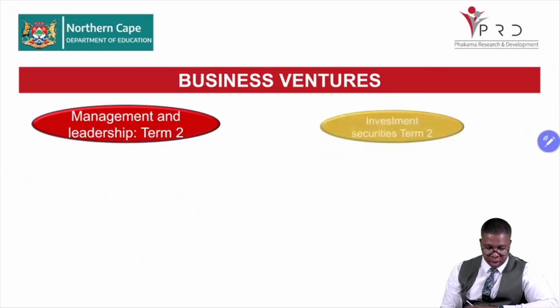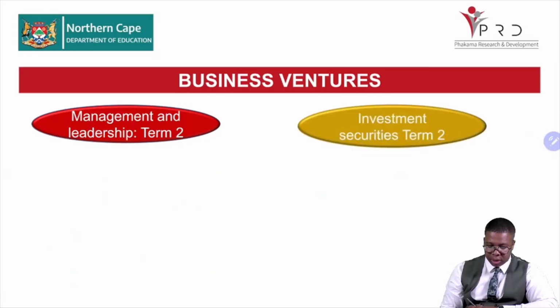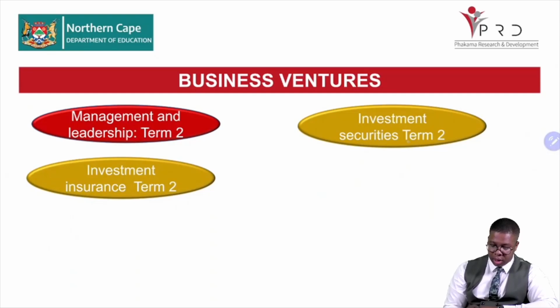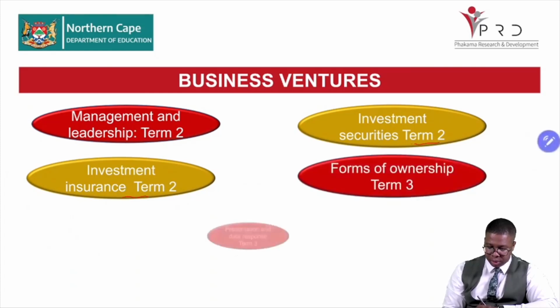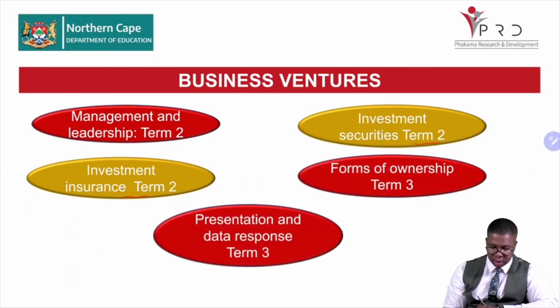These are the subtopics under your business ventures. You have management and leadership, which was dealt with in term 2. You have your investment security, which was dealt with in term 2 as well, and your investment insurance together with forms of ownership, and presentation and data response.